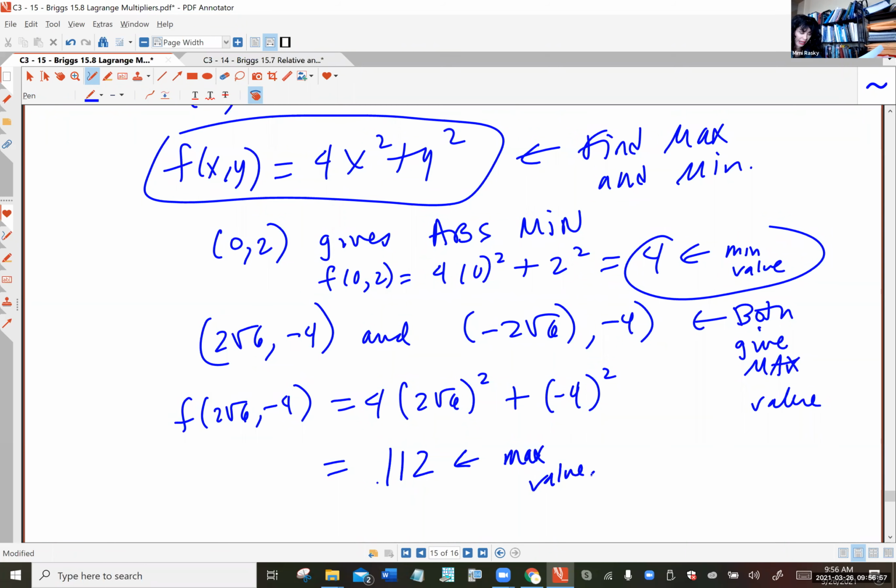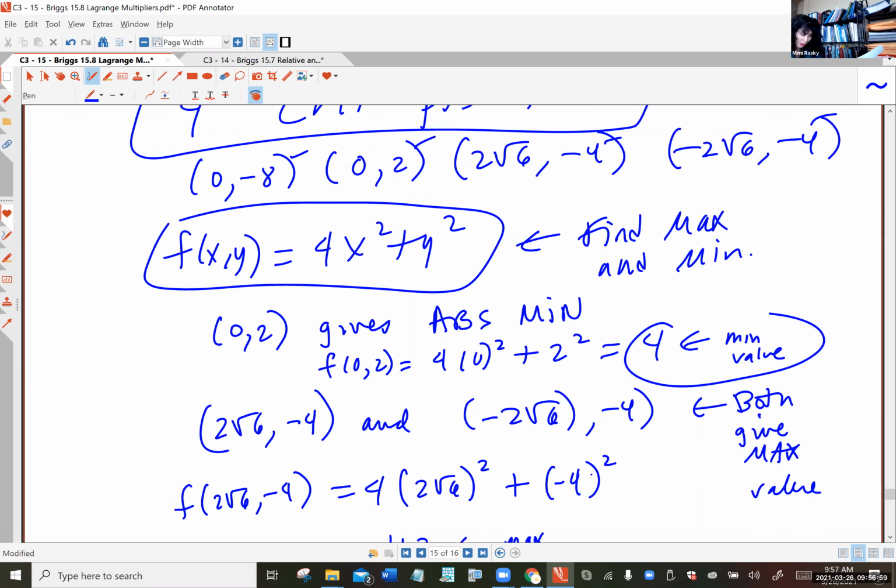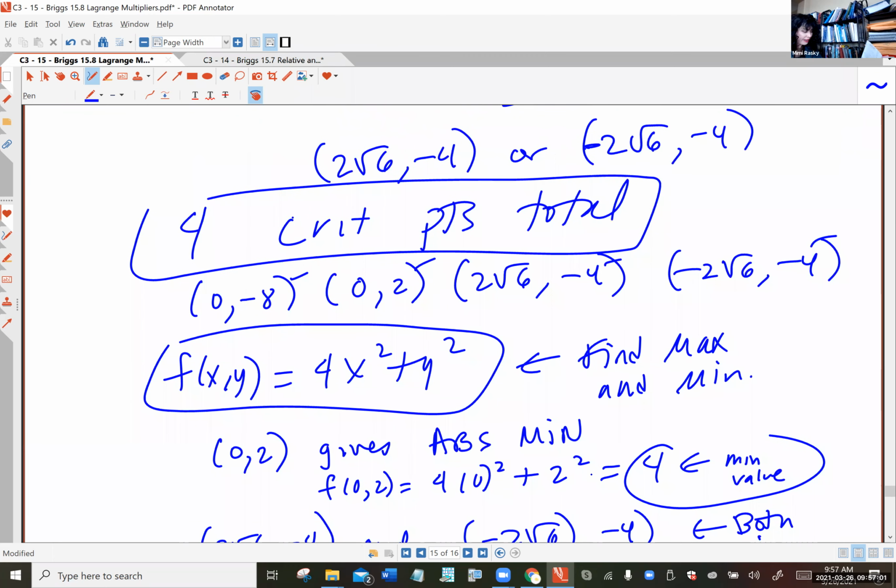What about that other point? Remember there were 4 points that we got. Well, he doesn't contribute anything, too bad. He loses the game. He's neither the max nor a min. Pretty weird problem, but that's where you're solving a nonlinear system that's a little bit crazy.